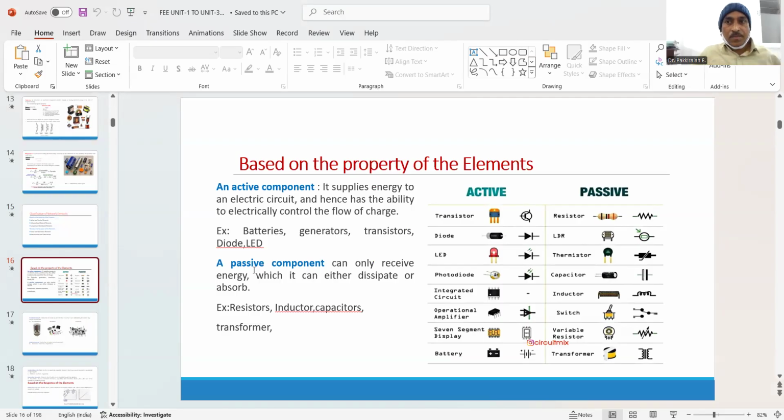Passive elements are the elements which do not have the ability to generate the energy by themselves. So mostly they depend on active elements. Example for the passive elements like resistor, inductor, capacitor. So some of the active components and passive components examples have been given here.